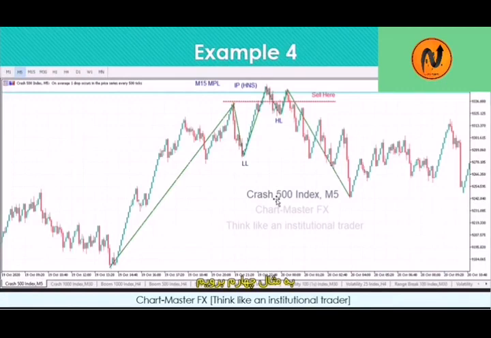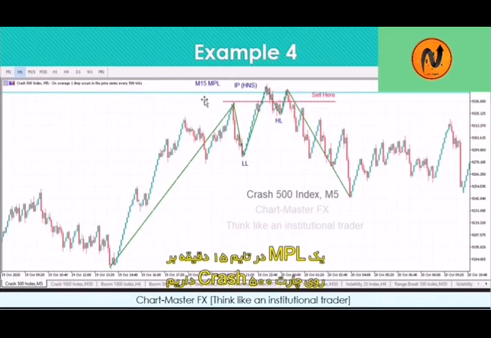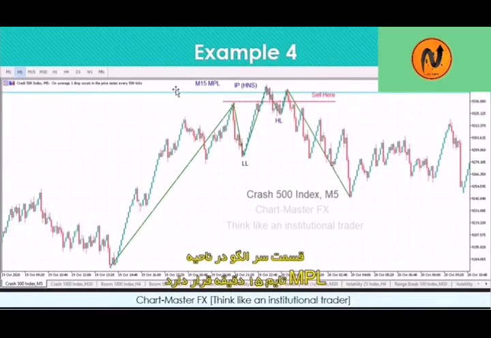Let's go to example number 4. On example number 4, here we have an MPL of M15. We are again on Crash 500. Here on Crash 500, guys, as you can see, what happened here, the head actually occurred inside the zone of M15 MPL, and it actually created kind of a head and shoulder.